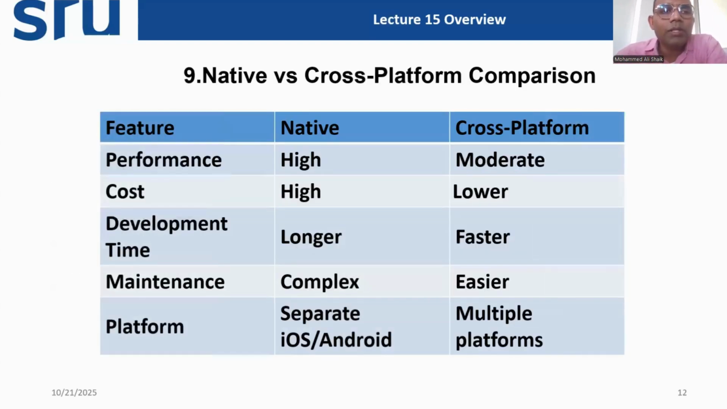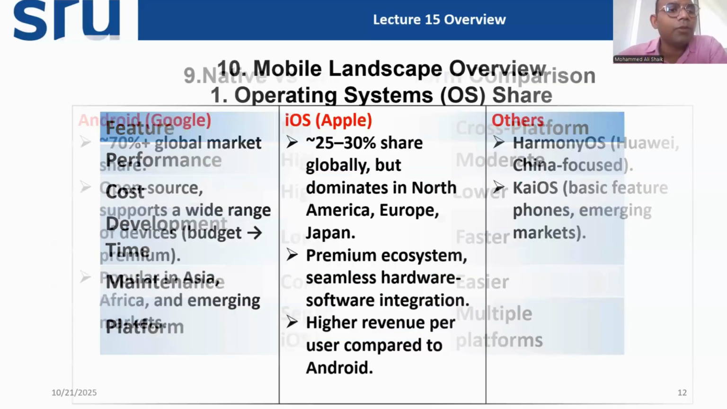We have native versus cross-platform comparison. We have high performance in native, low to moderate in cross-platform. Cost is high in native, lower in cross-platform. Development time is longer in native, because for each and every native API we have to design the software or app, and it is faster in cross-platform. Maintenance is complex in native, easier in cross-platform. We need a separate platform for iOS, separate for Android and other frameworks, whereas in cross-platform we cover multiple platforms. Let us move to the next slide.